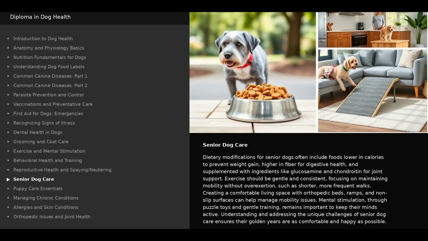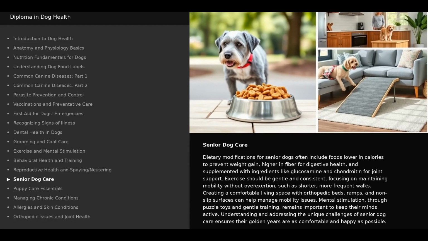Dietary modifications for senior dogs often include foods lower in calories to prevent weight gain, higher in fiber for digestive health, and supplemented with ingredients like glucosamine and chondroitin for joint support. Exercise should be gentle and consistent, focusing on maintaining mobility without overexertion, such as shorter, more frequent walks. Creating a comfortable living space with orthopedic beds, ramps, and non-slick surfaces can help manage mobility issues.